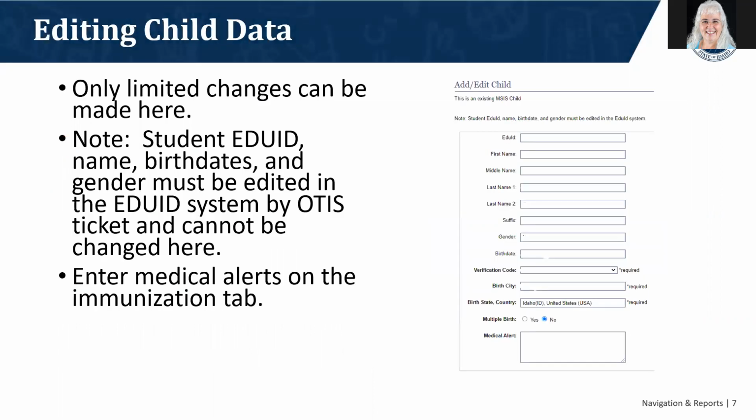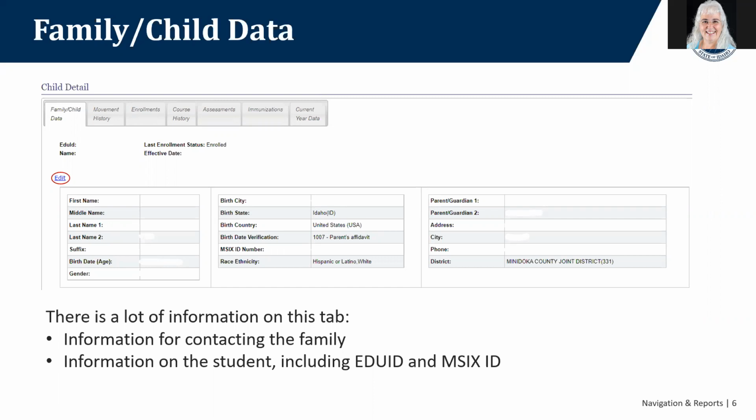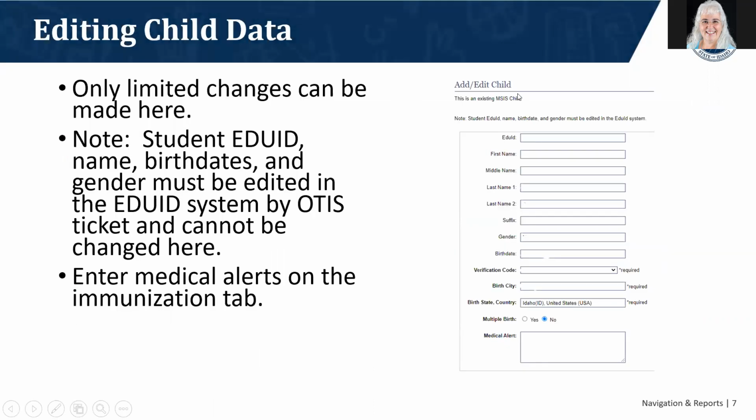If you look, I'll go back one, you'll see that there is a spot right here with a blue hyperlink that says edit. If you click on that, you will see this screen pop up, and this is an edit screen for the child, but only very limited changes can be made here. I just want you to note at the top, it says note: student EDU ID, name, birth dates, and gender must be edited in the EDU ID system by Otis ticket and cannot be changed here.